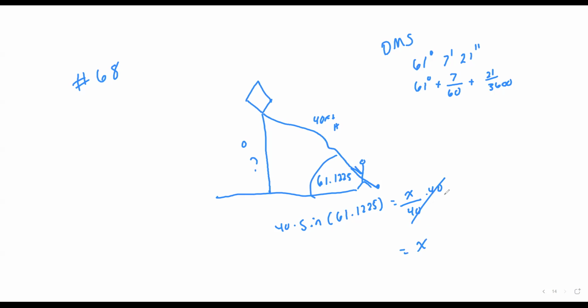Let's see what we get. So again, I'm just going to go back to the calculator. So this is going to be 40 times sine of 61.1225. And I get 35.0, I think we had to round to 3 decimals, so 35 feet off the ground.